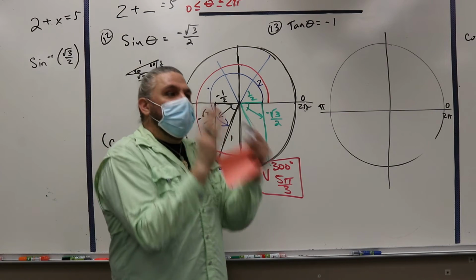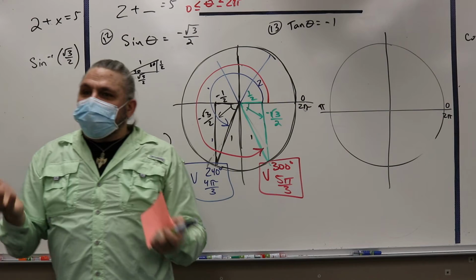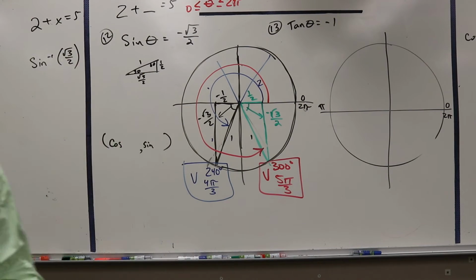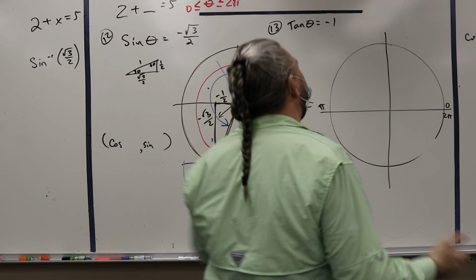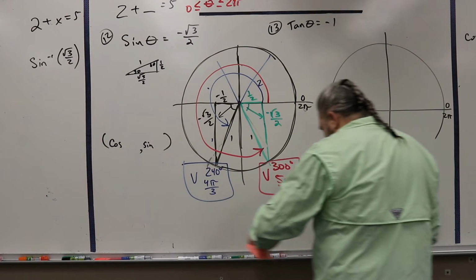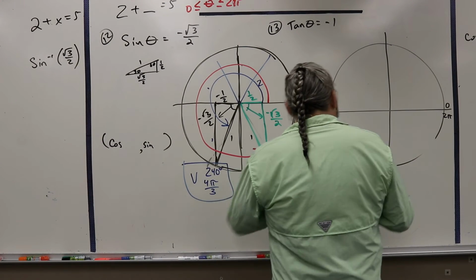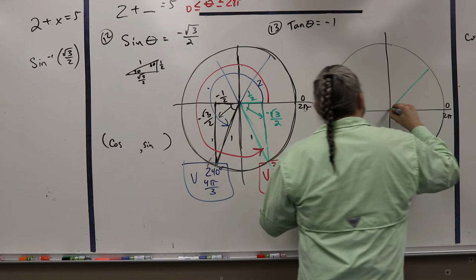Can you think of any kind of triangle that has the same two opposite and adjacent sides? 45, 45. Oh, yeah. That would be cool. All right. So, let's look at those real quick.